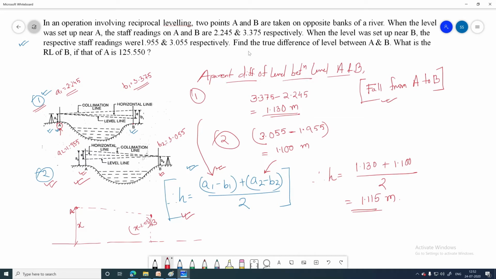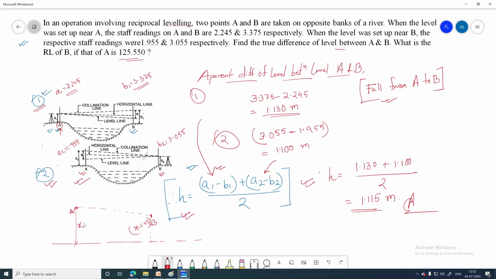Now in the question, find the true difference of level between A and B. So this is the true difference of level between A and B that we already got. Now what is the RL of B if that of A is 125.55?